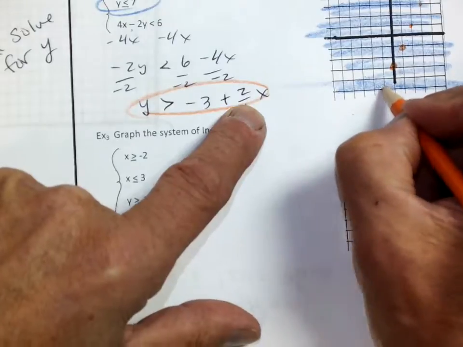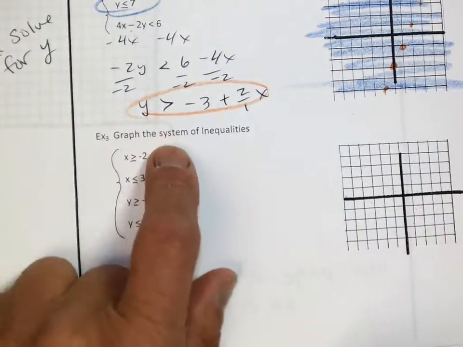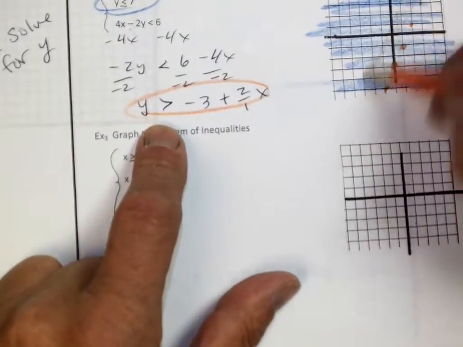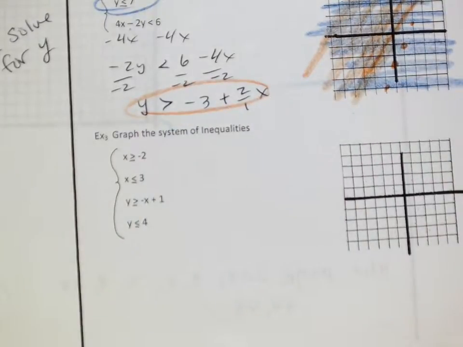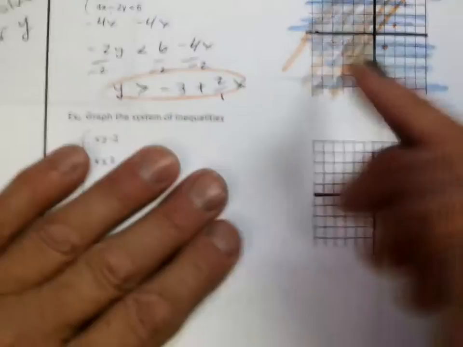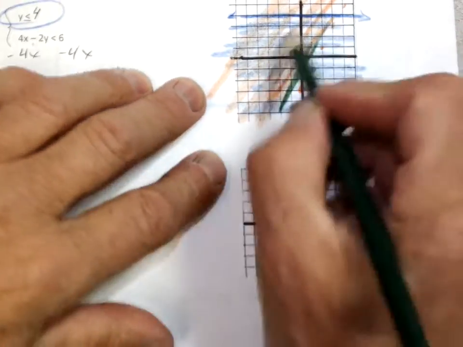It's going to be a dashed line because there's no equal sign, right? And shade greater than, so I'm going to shade all of this up here. And again, what we're looking for is the overlapping region because those are the points, all the points that work for both systems. We don't need to test a point. I'm pretty sure we know what we're doing. So I'm just going to make that region darker than the rest. Do that in green. How's that?